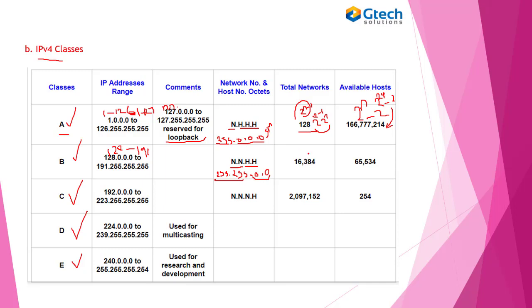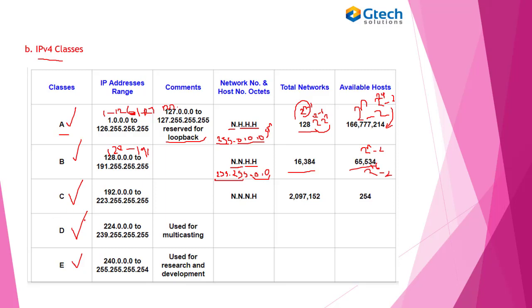And we use the formula here to get the total number of hosts, the same as here: 2^n minus 2, where the number of host bits are 16, so 2 raised to 16 minus 2, and you get here the same formula as we applied at class A IP address.